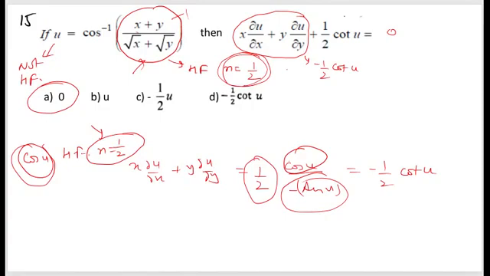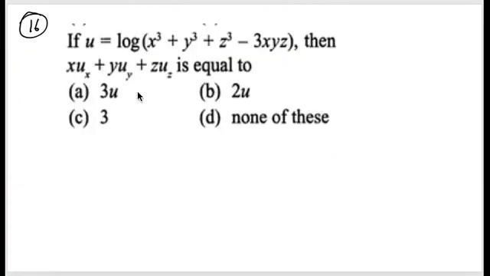So with minus half of cot u, there is a plus cot u, and when it gets cancelled it will be 0. So be careful, don't quickly jump to this D option. The reason being, this is not asking only for the expression, something is added over here. So A becomes the right option.